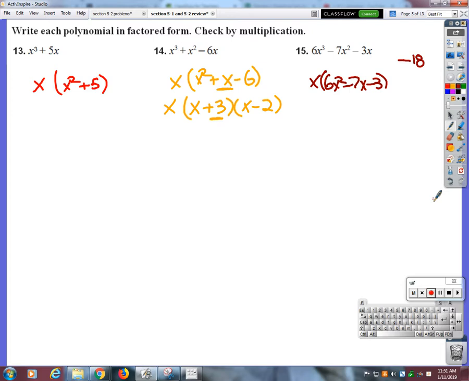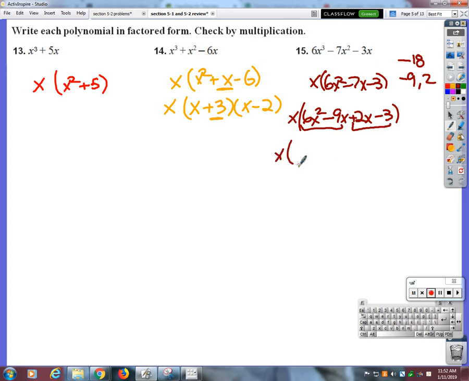How did I get the negative 18? What'd you say, Peyton? So the 6 and the negative 3. Yep, the outside numbers. So two numbers that multiply together to be negative 18 and add to be negative 7 are negative 9 and positive 2. So that means I can rewrite that middle term as negative 9x plus 2x minus 3. Then I look at these as two separate problems.